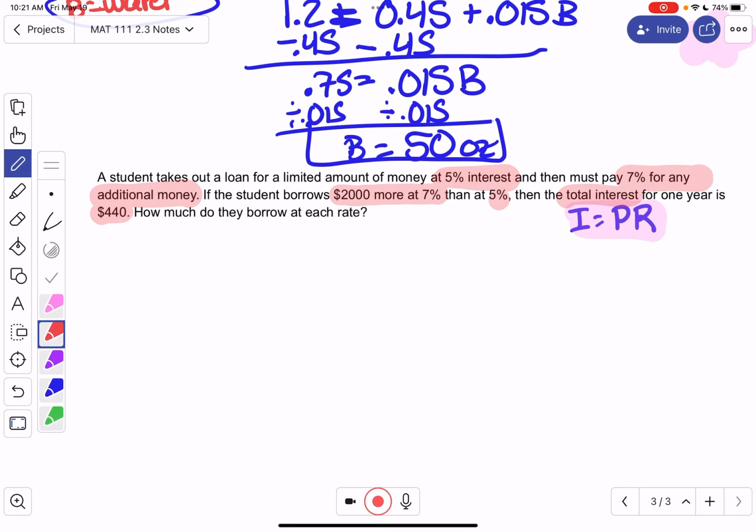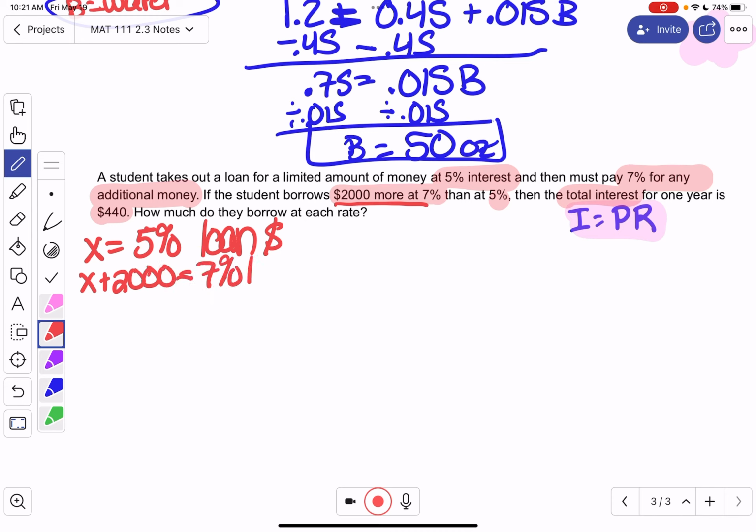So let's assign our variables. Let's say X is the 5% loan money. So the X is how much they took out at 5%. If 7% is 2,000 more than that, then the X plus 2,000 is the 7% loan money. So whatever they took out plus 2,000 more. Now let's find the interest for each. So principal times rate. So the 5% principal is X.